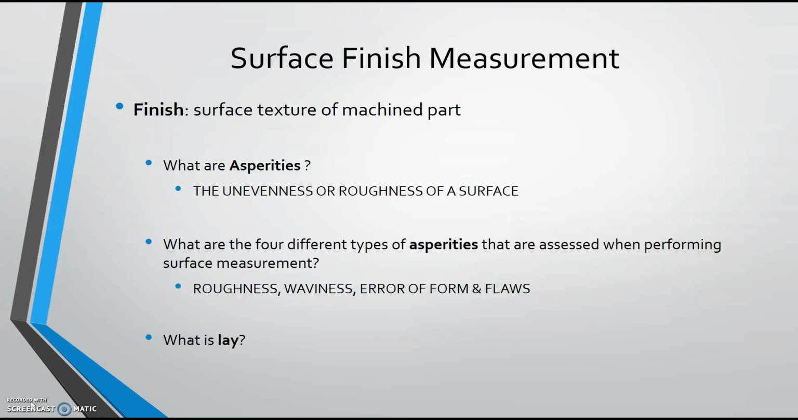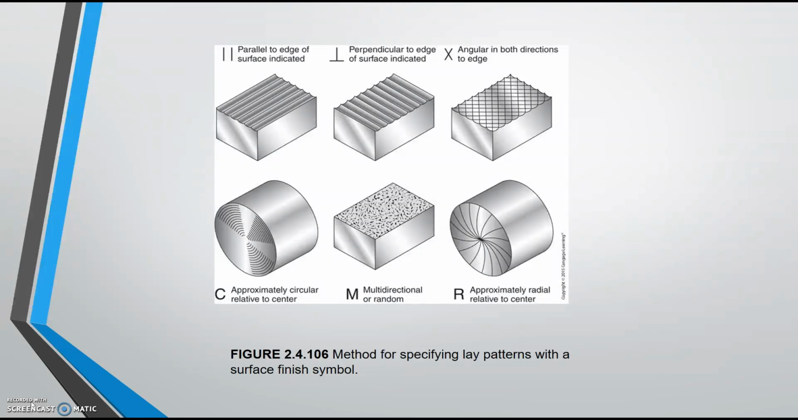Now lay is basically the byproduct of the machining process itself. It's the direction of the asperities. Depending on what types of cuts we're making and how, it's going to determine the direction of the roughness of the surface as well as its waviness. So here's an example of different types of lay. If you notice, you can see there are symbols as they're called out and also what they would look like. For instance, circular cuts might look like C.